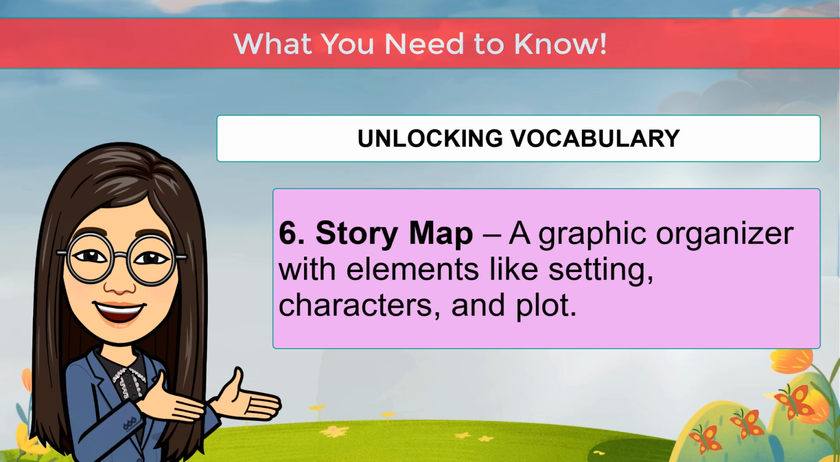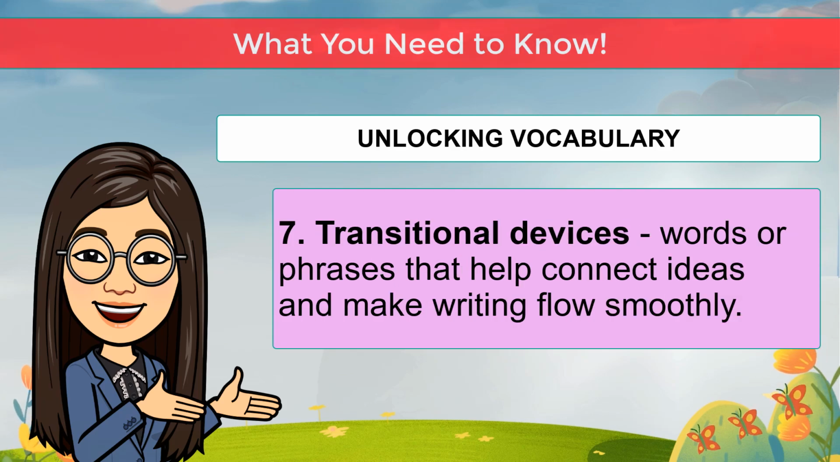6. Story map. A graphic organizer with elements like setting, characters, and plot. 7. Transitional devices. Words or phrases that help connect ideas and make writing flow smoothly. Keep these terms in mind as we go through each step of the writing process.